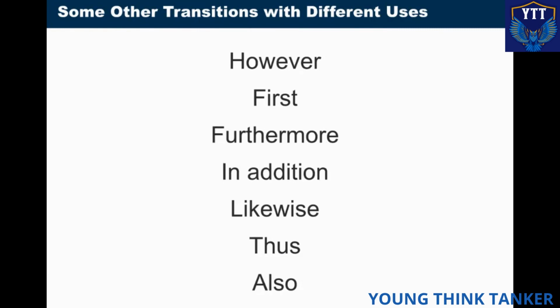Here's a list of some other transition words that have different uses. Some of these words can go in the same places as therefore, but some of the words, like first, cannot be used as an interrupting phrase. Just keep in mind that these can be used in some different ways. It'll take practice to learn how they're all used.